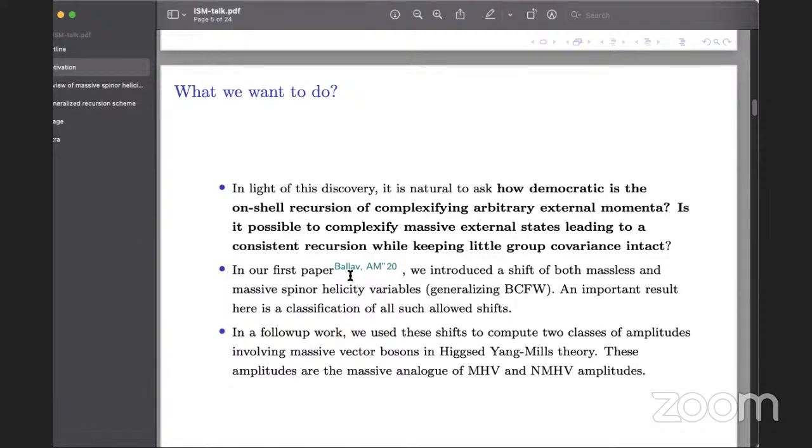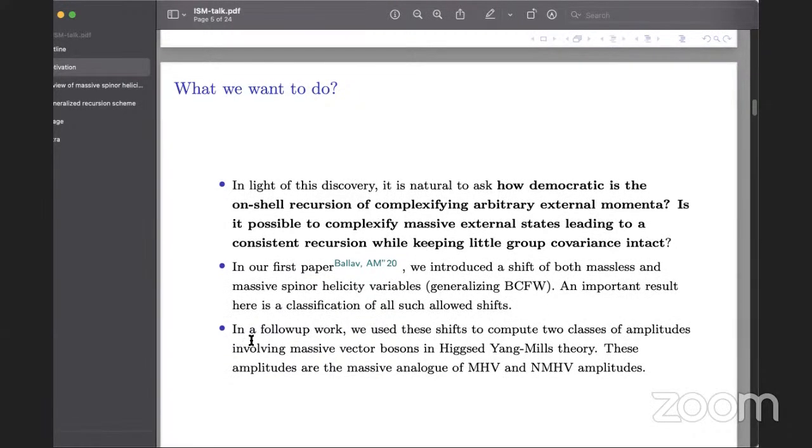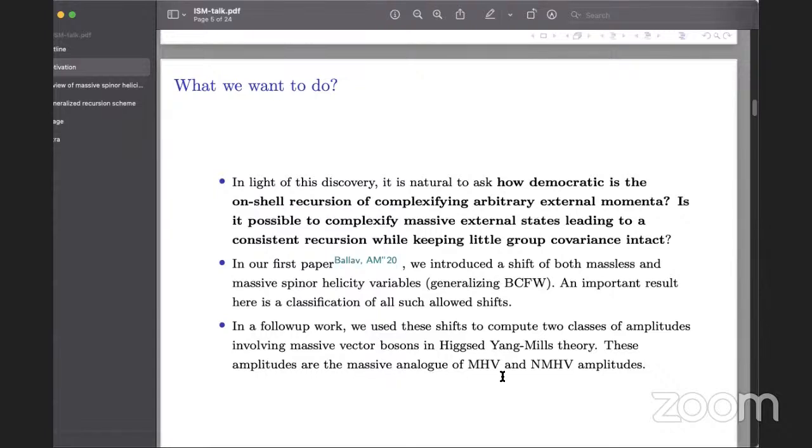An important result of this work is that we classify all such allowed shifts for the Higgs-Triangle theory that I will describe. In a follow-up work, we used these shifts to compute two classes of amplitudes involving massive vector bosons in the Higgs-Triangle theory. These amplitudes are the massive analog of MHV and NMHV amplitudes.